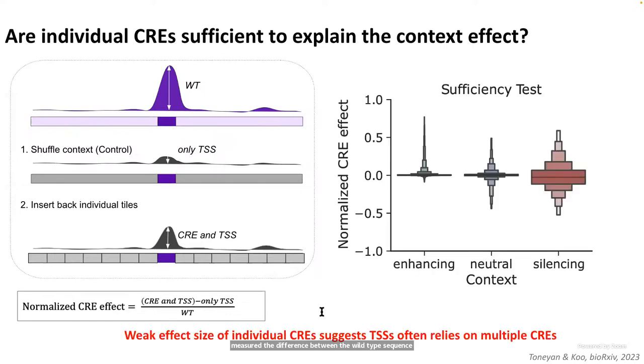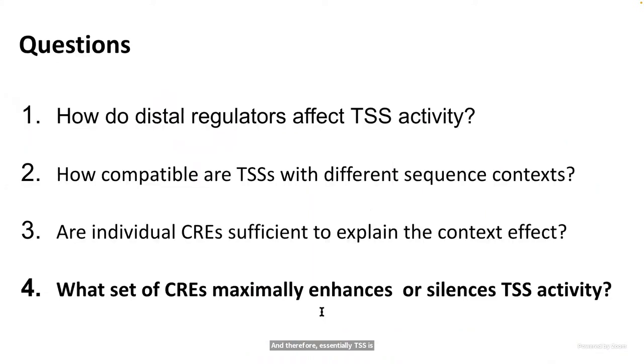And on the right, the distribution of these effects is plotted, grouped by sequence context. In enhancing context sequences, we mostly see positive effect crees, while in neutral and silencing contexts, there is a range of positive and negative effect crees. And surprisingly, we don't see any individual crees reaching a normalized cree effect of 1, meaning that none of them can individually explain the whole effect of the context. Therefore, TSSs rely on multiple crees to get regulated. So in this experiment, we showed that there are multiple crees acting on the same TSS.